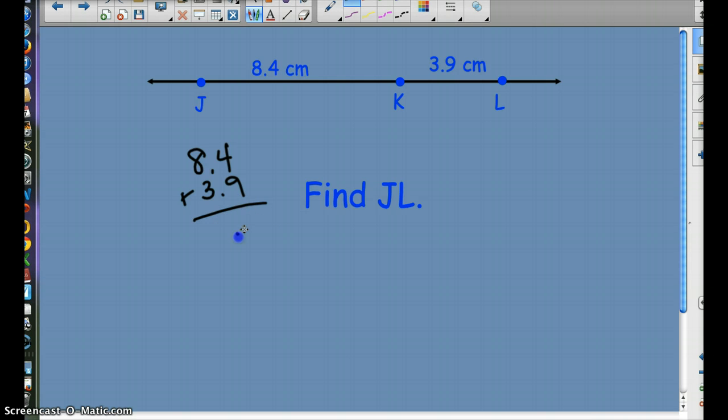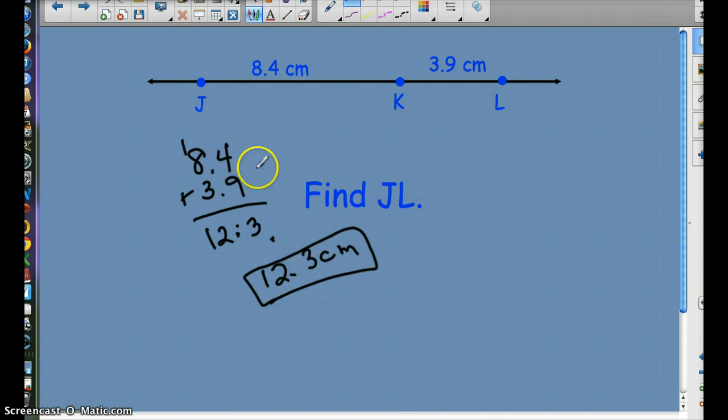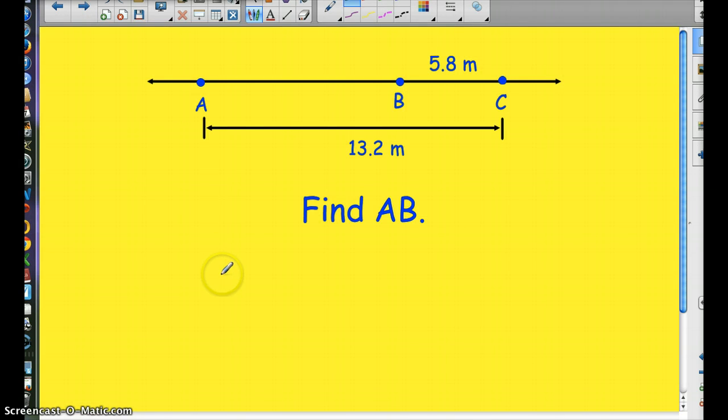Alright, adding decimals, you have to line up the decimal. 4 plus 9 is 13. We carry the 1. 1 plus 8 is 9, plus 3 is 12. So we have 12.3. Don't forget our label. I'll rewrite that here so you don't think it's a colon, 12.3 centimeters. Let's try another example.